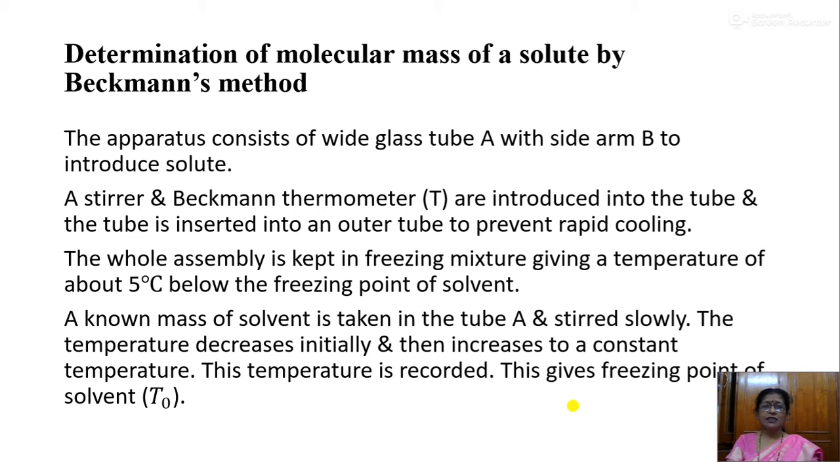How to do the experiment? A known mass of a solvent is taken in the tube A and stirred slowly. So in the beginning you are taking only the solvent. The temperature decreases initially and then increases to a constant temperature. This temperature is recorded. This gives the freezing point of the solvent. It is only solvent, and it can be denoted by T0.